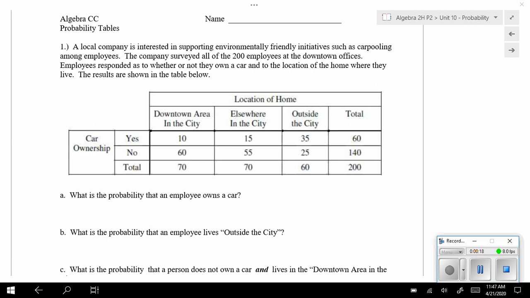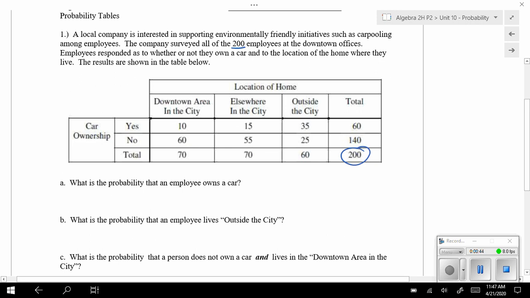A local company is interested in supporting environmentally friendly initiatives such as carpooling among employees. The company surveyed all of the 200 employees, and so that's represented down here in the bottom right corner. Employees at the downtown offices responded as to whether or not they own a car and to the location of the home where they live. The results are shown in the table. What is the probability that an employee owns a car?